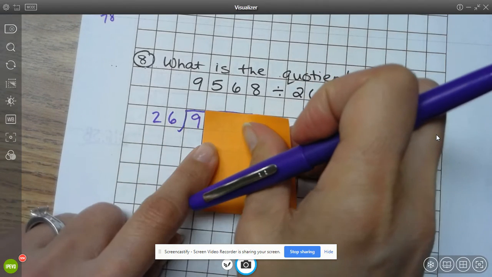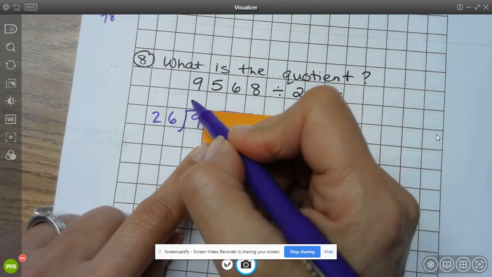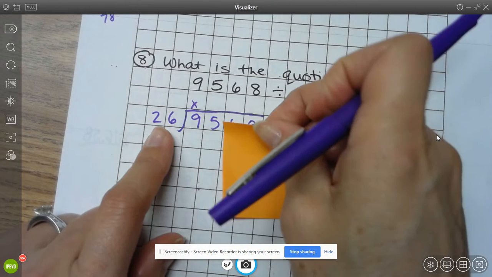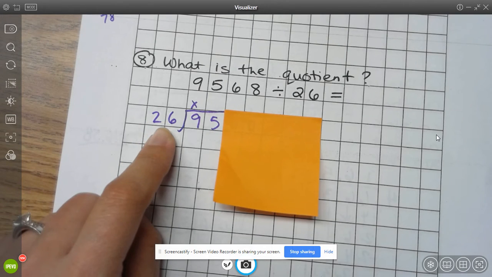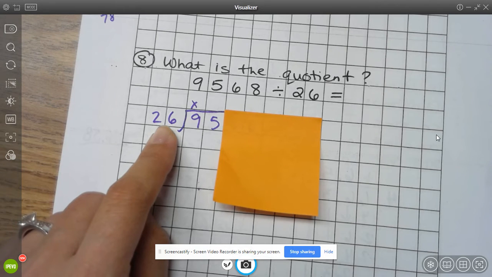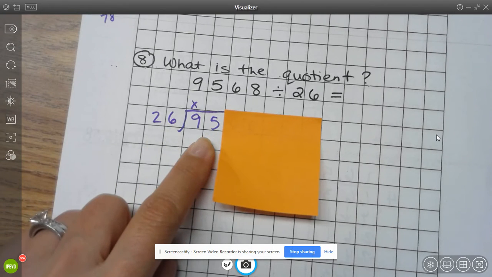26 is a big number. Doesn't go into 9. But I know 26 goes into 95. How many times? I don't know. I'm going to use compatible numbers, and I'm going to think about money, because I could round this up to 30, but this is really close to 25 cents, 25. And I know multiples of 25 with quarters: 25, 50, 75, 100. That's going to help me out a lot.